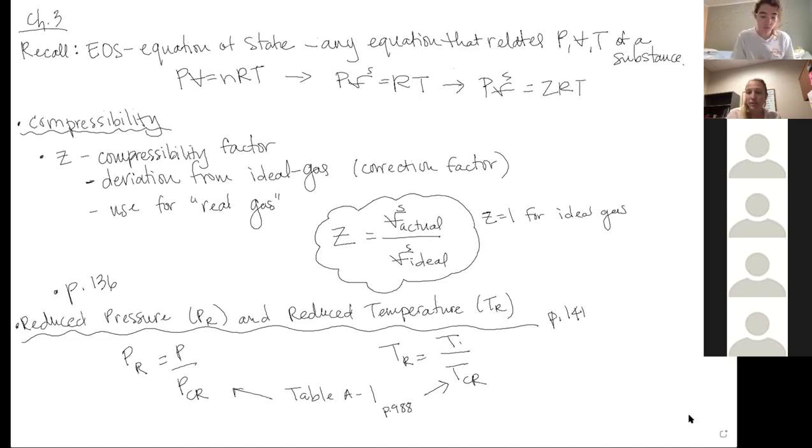Okay, well, Abed, just find table A1. Yes, so Brianna, Ida, Justin, 641 Kelvin is our critical temperature, and 22.06 megapascal is our critical pressure. Okay, so 882 in the 9th edition.